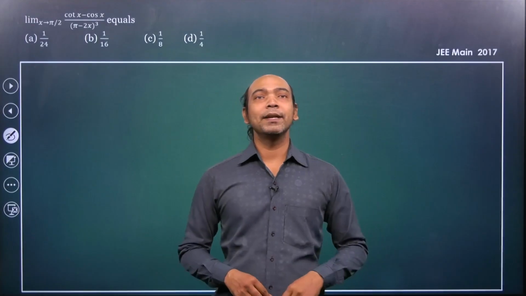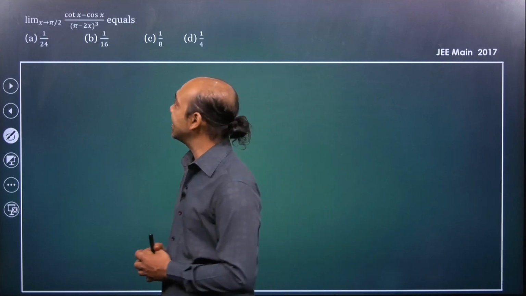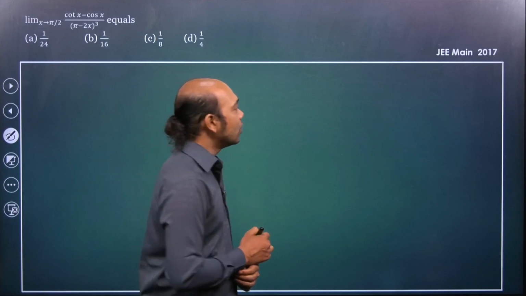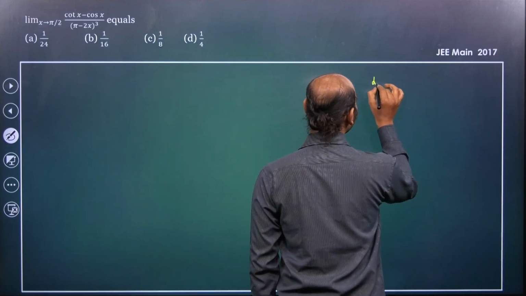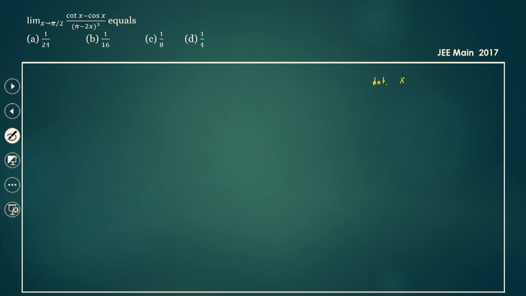Hi all, this limit problem appeared in the 2017 paper, where x tends to pi by 2 and pi minus 2x is in the denominator, right? To solve this problem, first we consider pi minus 2x equal to y. Therefore, x tends to pi by 2 definitely implies that y tends to 0.